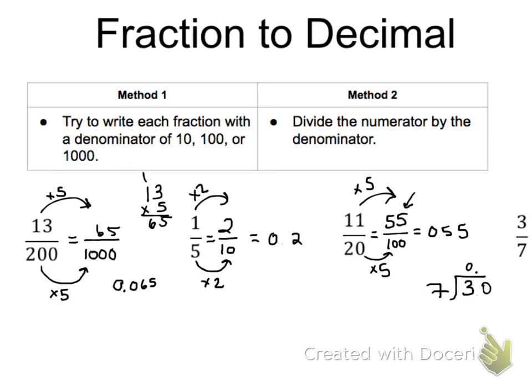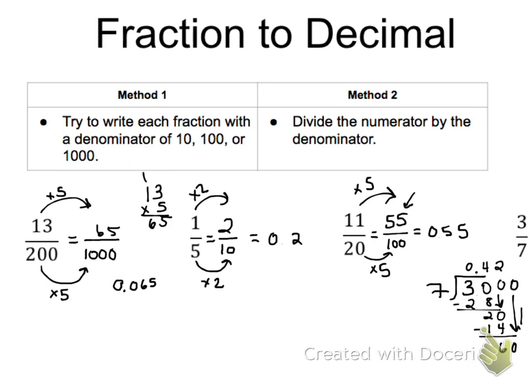Can 7 go into 30? Yes, it can. 7 can go into 30 4 times, and 4 times 7 is 28. 30 minus 28 gives me 2. I add a 0 and bring it down. Can 7 go into 20? Yes, it can. Twice. 2 times 7 is 14. 20 minus 14 gives me 6. I'm going to add a 0 and bring it down.